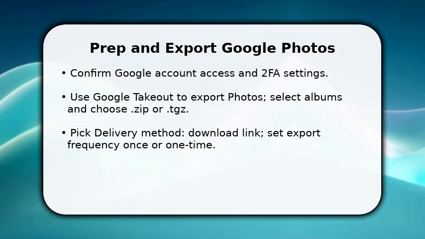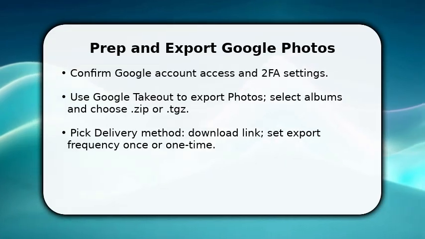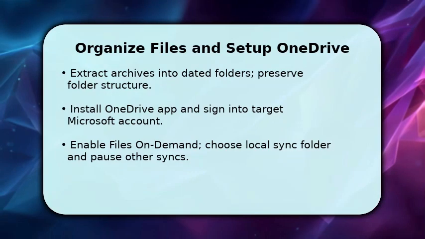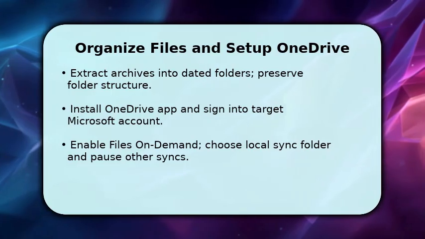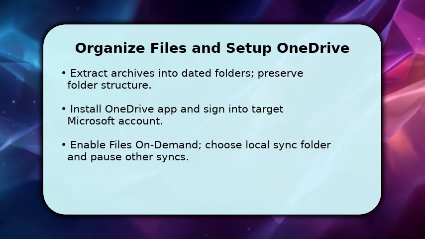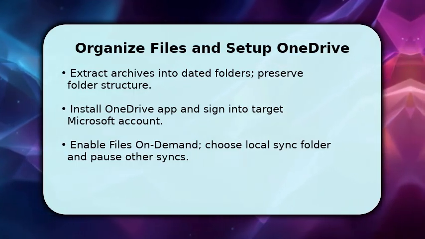Once done, Google will prepare the archive and email a download link. Download the archive to a local folder and unzip it so your image and metadata files are ready for upload. Now organize the extracted photos into clean folders named by date or album. This preserves order and avoids duplicates when uploading to OneDrive.